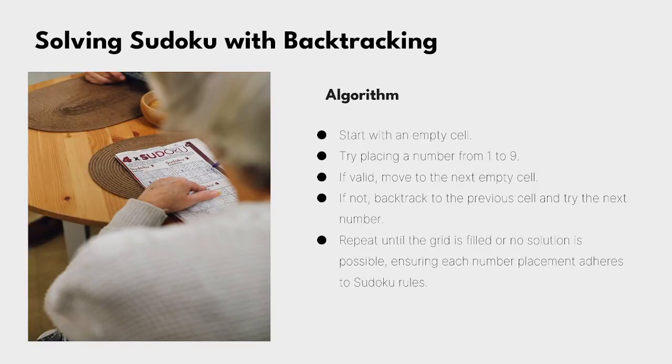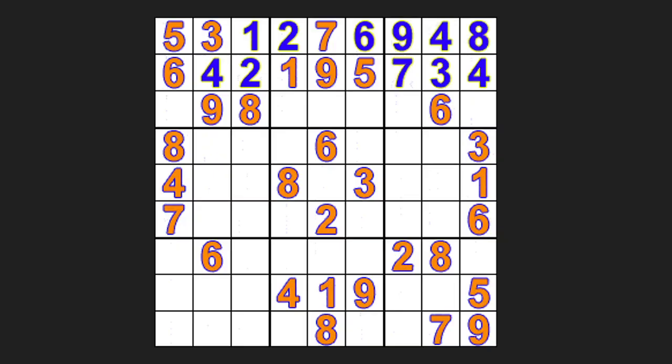So, solving Sudoku with backtracking. Algorithm: start with an empty cell, try placing a number from 1 to 9. If valid, move to the next empty cell. If not, backtrack to the previous cell and try the next number. Repeat until the grid is filled or no solution is possible, ensuring each number placement adheres to Sudoku rules.